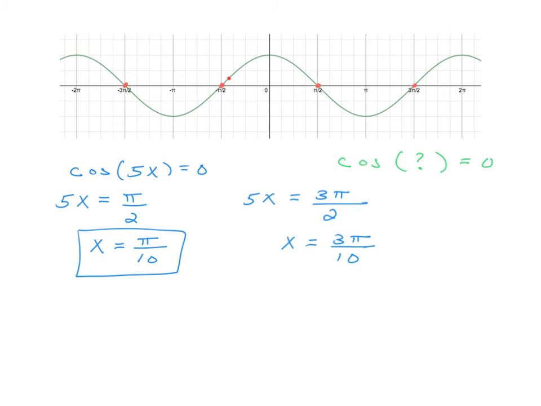Maybe we could use this value. So we're going to let 5x equal negative pi over 2. Again, solving this for x, I'm going to divide 5 to the side, giving me 10 in the denominator. So x is going to be equal to negative pi over 10.